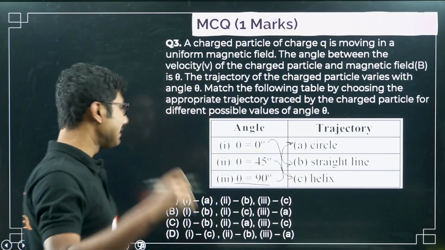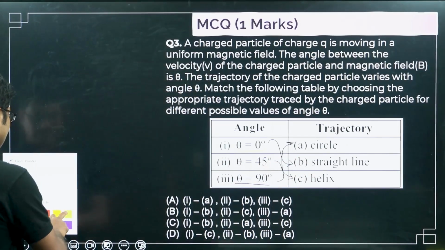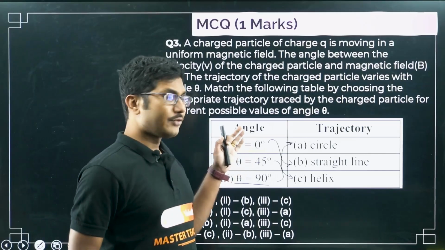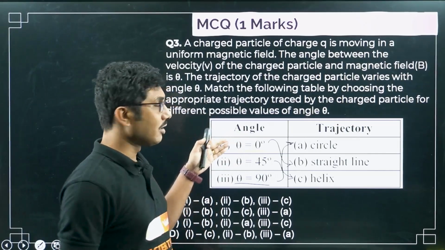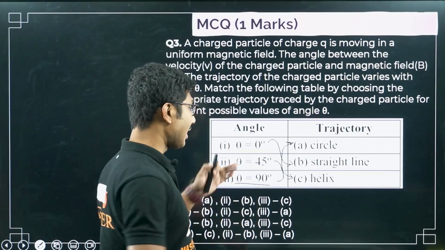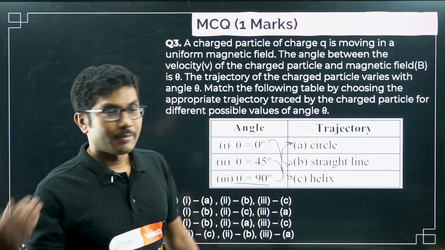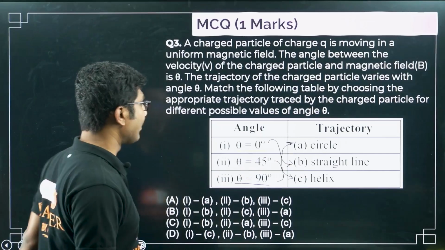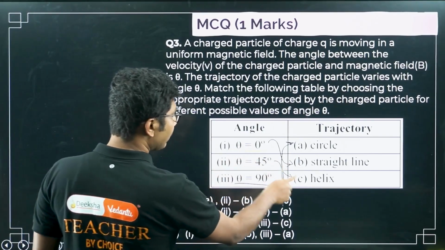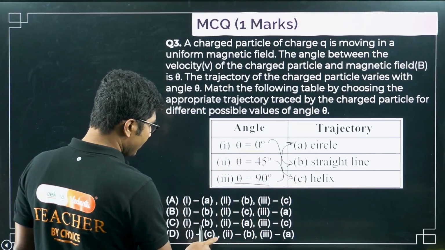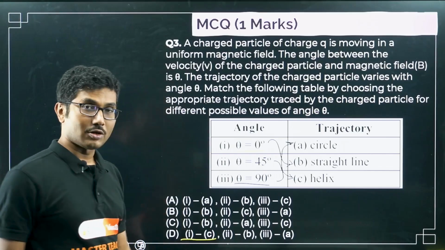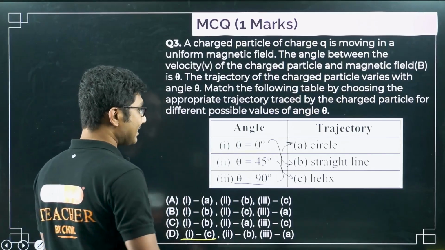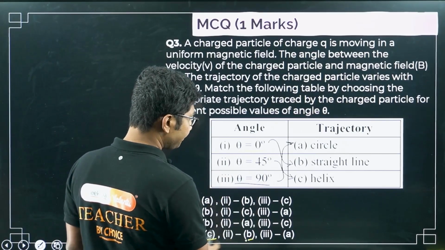So in this case we can match all the cases, but in case you are confused about 45 degree, you know that for 0 degree it is a straight line, for 90 degree it's a circle. So based on these two concepts you can find what the third one will be. Now let's see the answer. For 1 it will be C. So obviously only one correct answer here also. For 1 it is C. For 2 it is B.